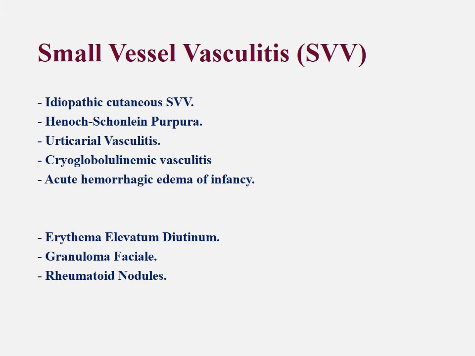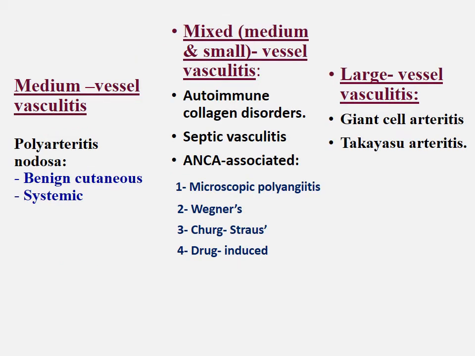These are the famous small vessel vasculitides: idiopathic cutaneous small vessel vasculitis, Henoch-Schönlein purpura or IgA-mediated vasculitis, urticarial vasculitis, cryoglobulinemic vasculitis, acute hemorrhagic edema of infancy. We have the chronic forms: erythema elevatum diutinum, granuloma faciale, and rheumatoid nodules. All are affecting small vessels.